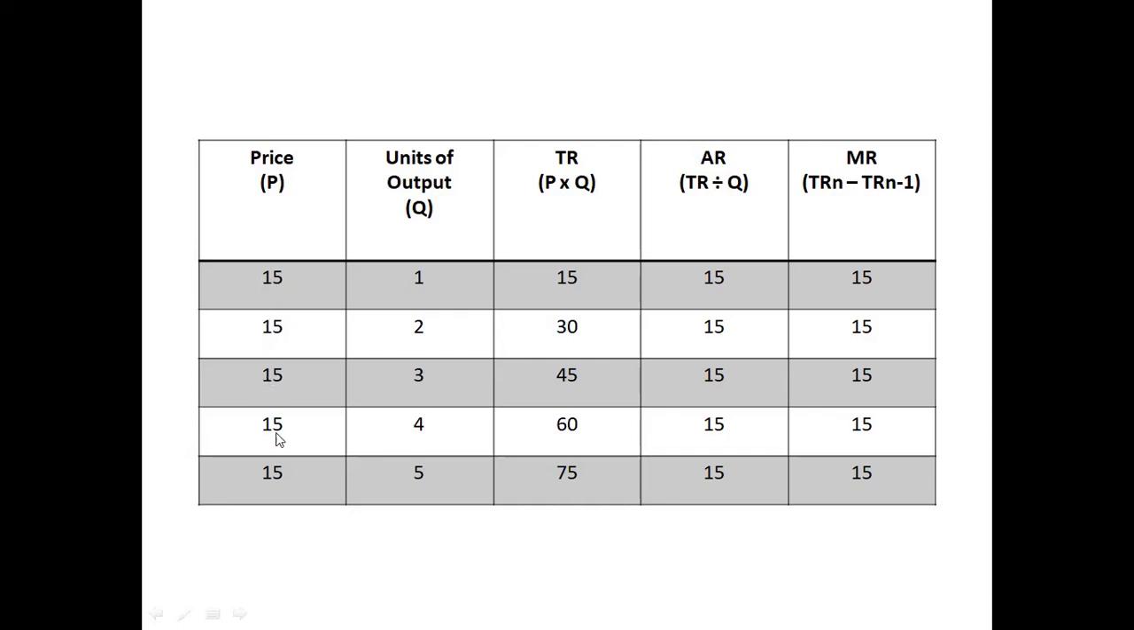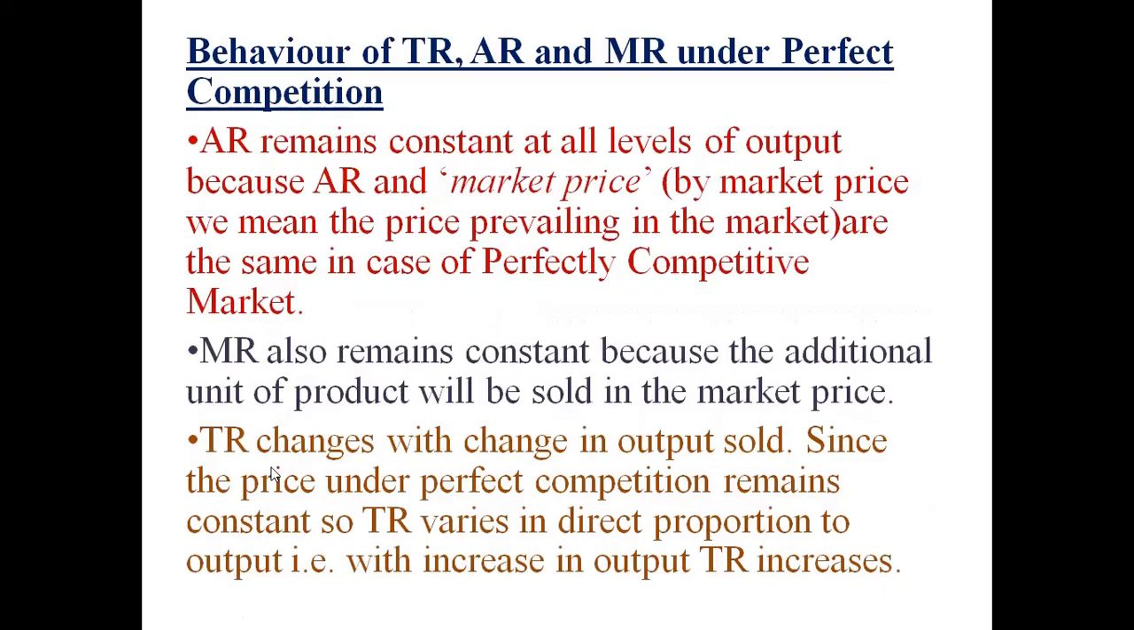So here you can see, this is the price, that is the MRP we can say, maximum retail price inclusive of all the taxes, and this is your quantity that is sold in the market. This is your TR that is P into Q, and this is your AR that is TR divided by Q. So AR, that is average revenue, is equal to the price of the product in a perfectly competitive market situation.